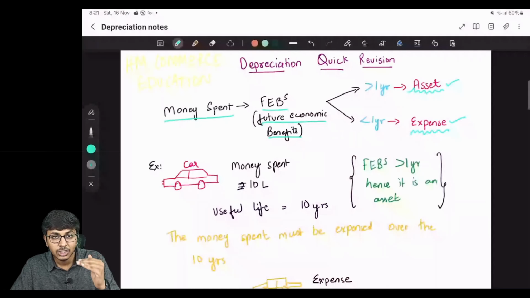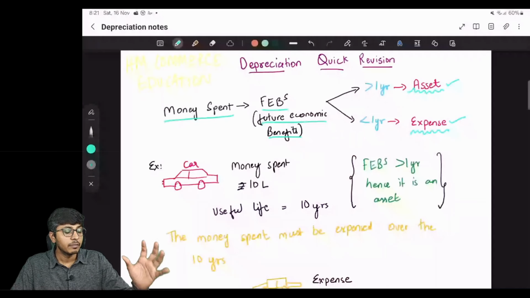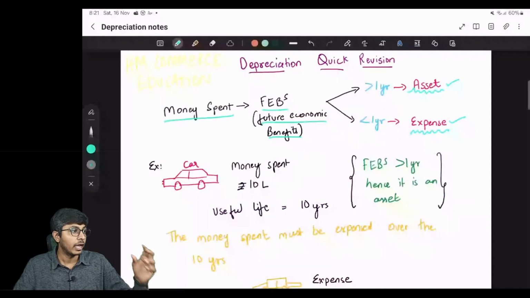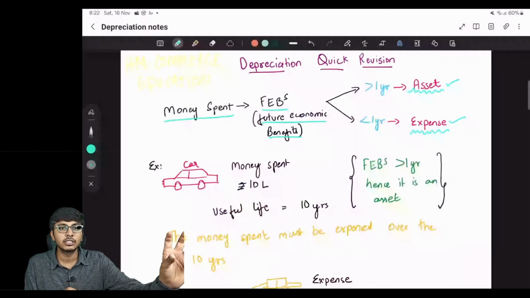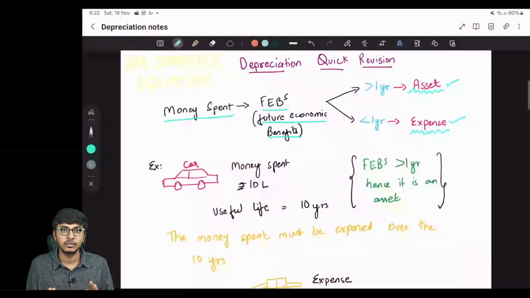Now this reduction in the value of an asset is depreciation. Simple terms. Let's not confuse ourselves with many things. If you are using an asset, you paid for an asset, because why did you treat it as an asset? Because you're getting benefit for more than one accounting year. And for a particular accounting year, whatever benefit you used from that asset, that much you should reduce from the asset and put it to P&L in the form of depreciation.